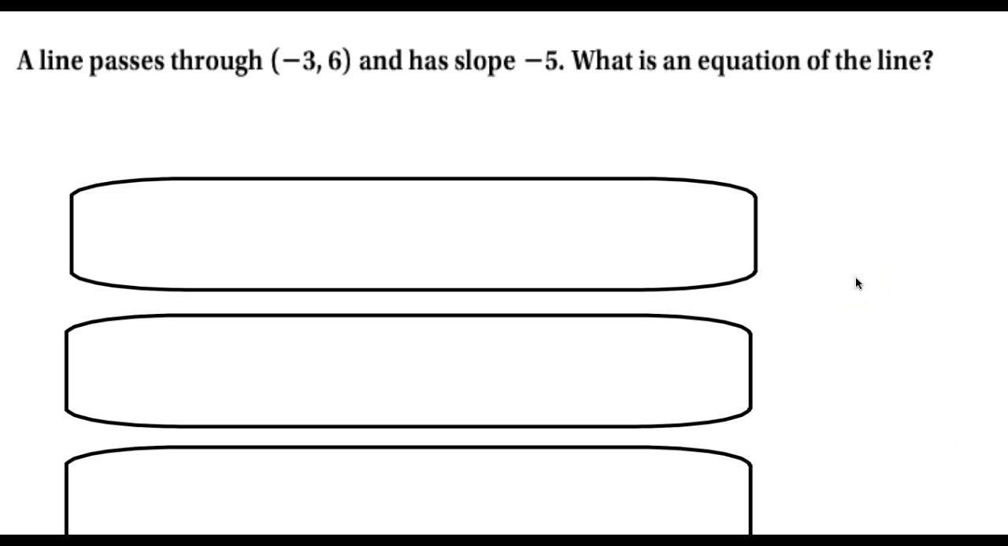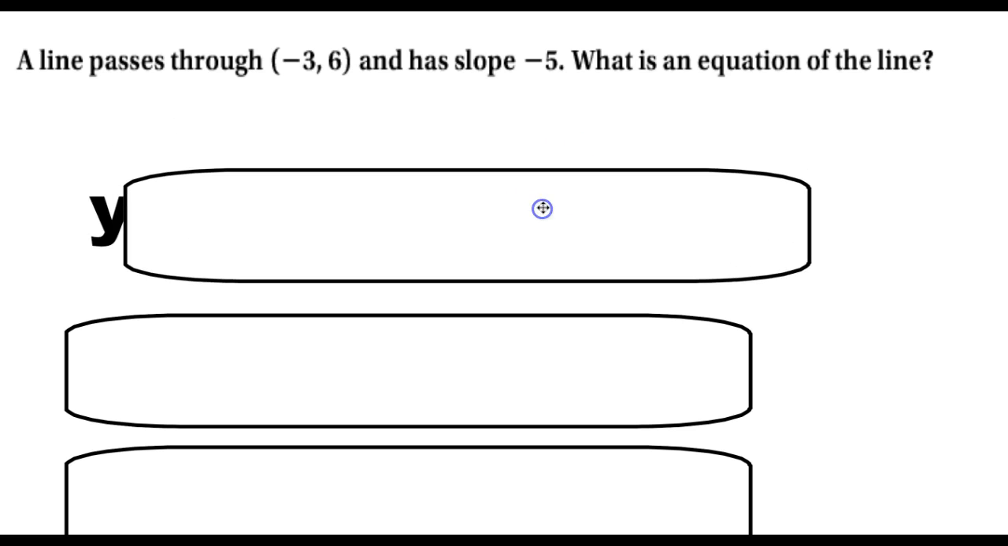So try this one out on your paper, at your desk, or at home, wherever you're watching this. It says a line passes through -3, 6, that's our known point, and it has a slope of -5, that's our known slope. What is the equation of the line? So I'll let you pause it and try it out.